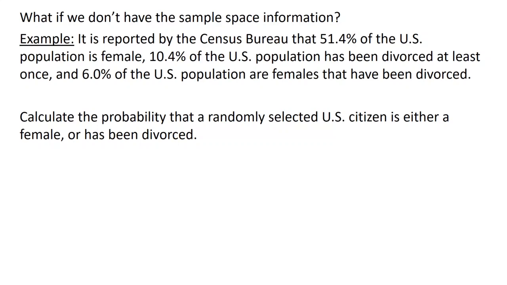So let's say the Census Bureau says that 51.4% of the population is female. 10.4% has been divorced at least once. 6% of the population are females that have been divorced. What's the probability that a randomly selected citizen is either female or has been divorced? So one or the other.